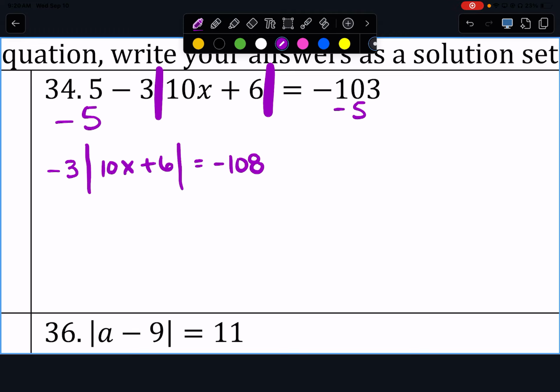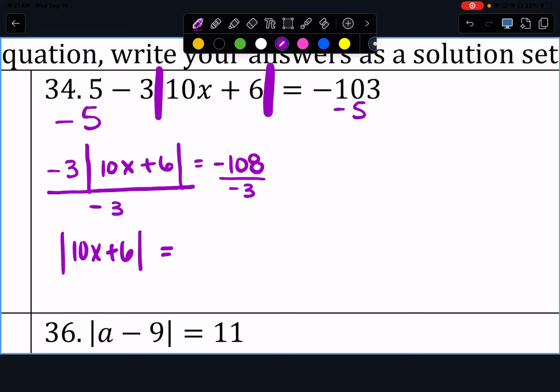Now, can I distribute into an absolute value? No. So instead of multiplying that, I need to... Wait, why can't you just add 3? Because it's being multiplied by the absolute value. It's in the place of like a negative 3x equals negative 108, so to undo it, I would have to divide. We get the absolute value of 10x plus 6 is equal to, what is negative 108 divided by negative 3? 36.